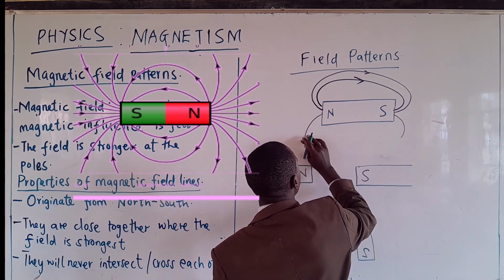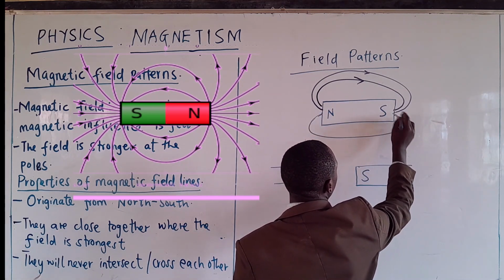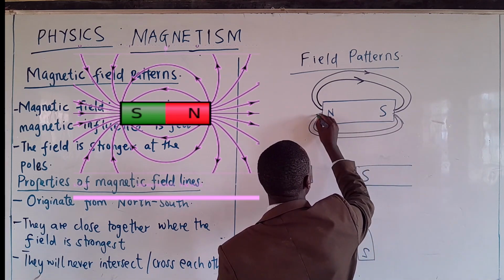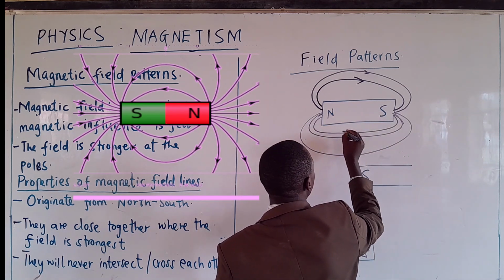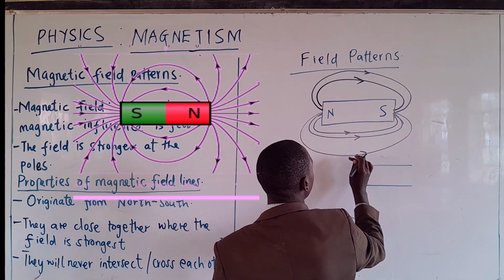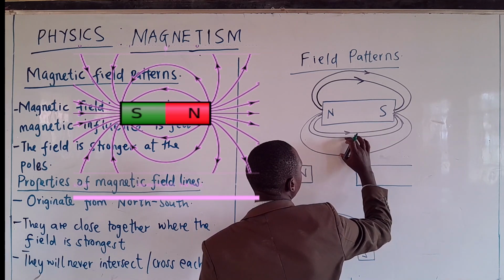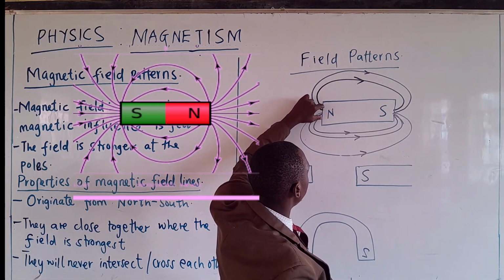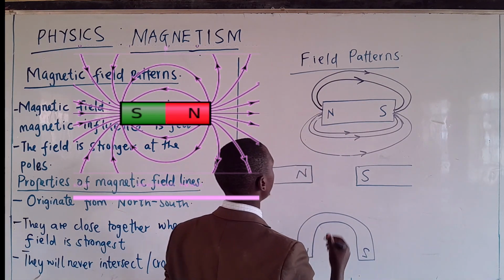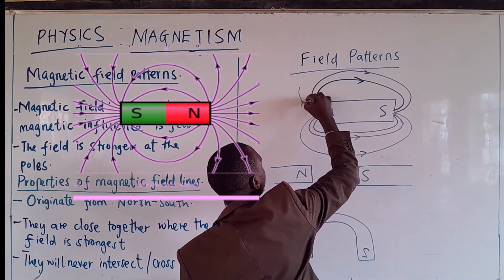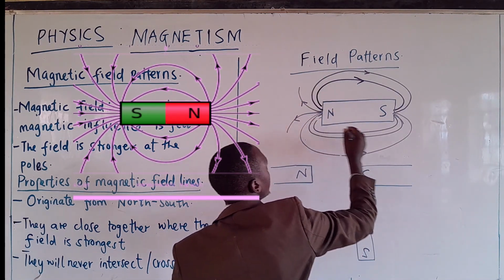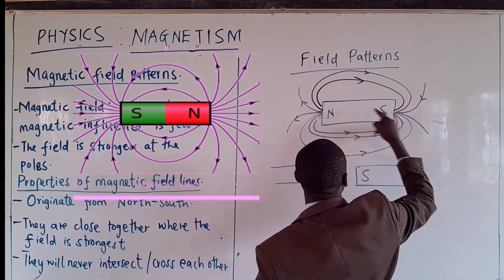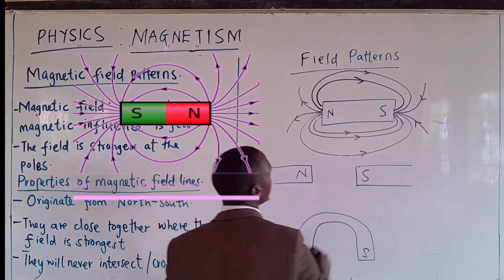Alright, so the direction is from north to south, north to south. Now here, they are far apart away from the poles, but when it comes to the poles here, they are closer together. And that's how we can draw it. We can even have more here to show that this is the direction. We can have more here, and also here we can have more, getting in the south from the north. So that's how we draw the field patterns.